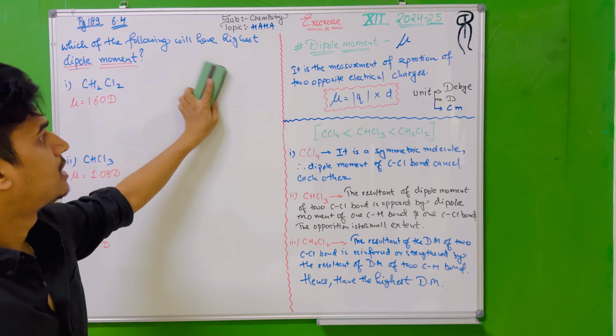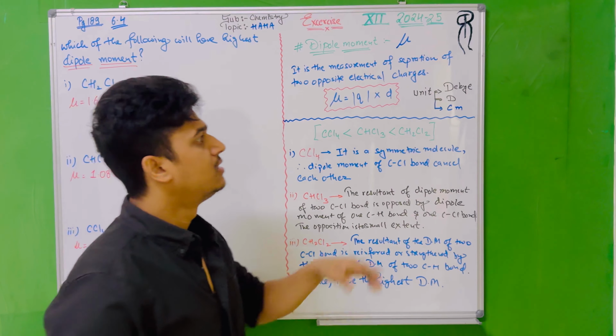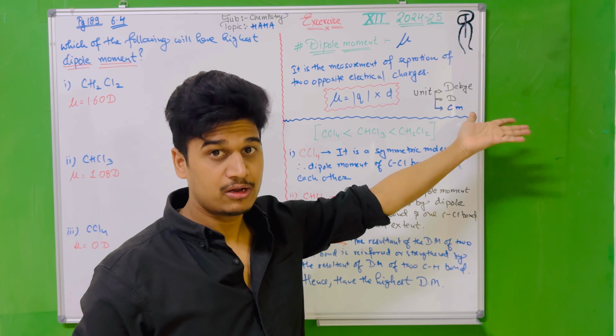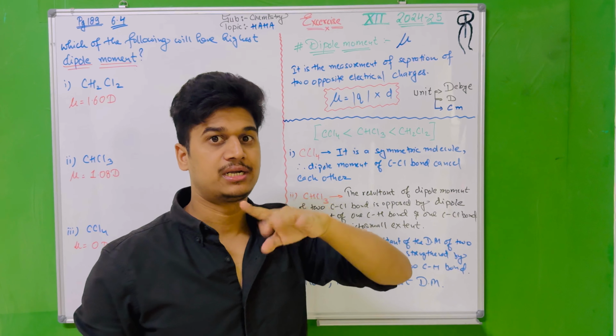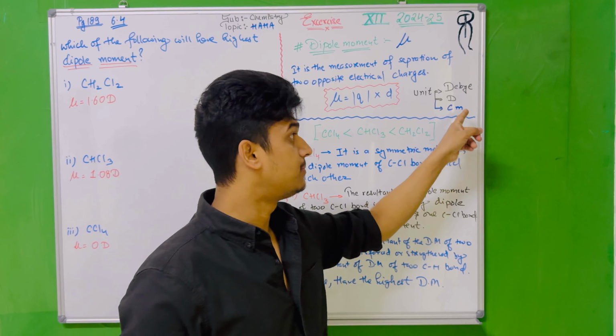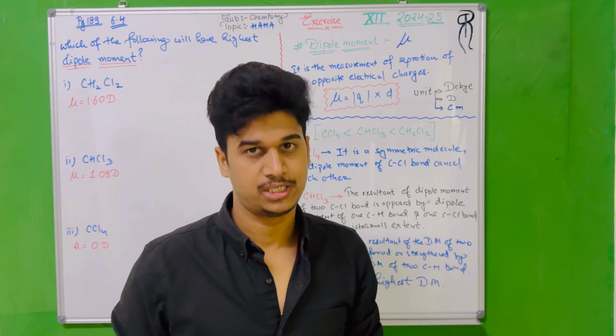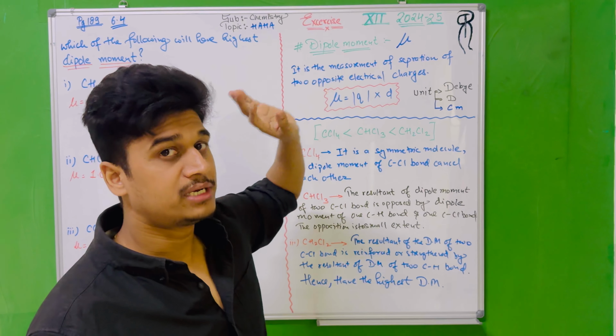Now what is the unit of dipole moment? Dipole moment has two units. One is debye, denoted by capital letter D, but the SI unit is C·m. It is not centimeter, it is coulomb meter. Okay, so I hope dipole moment is clear to you.